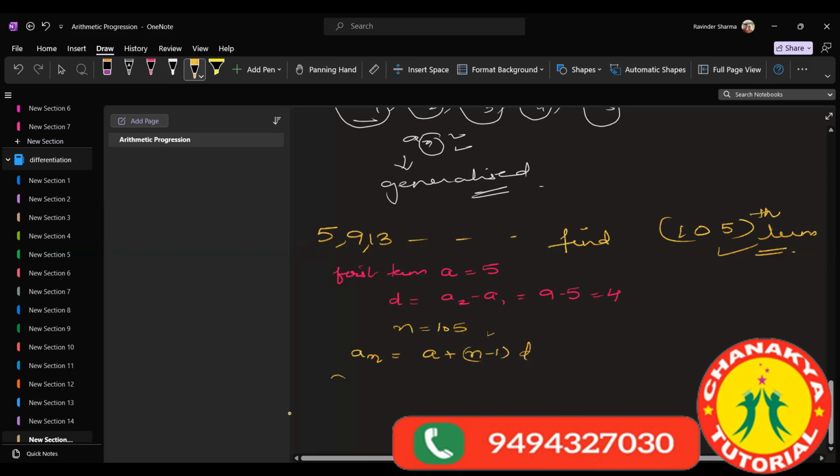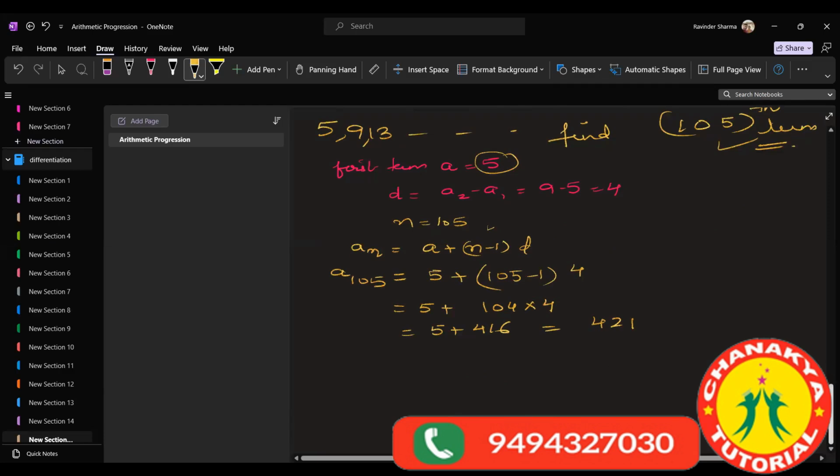Now put the values. So a105 will be equal to, value of a is 5, just write here 5 plus 105 minus 1 into d. d will be 4. Now 5 plus 104 into 4. So 5 plus 416. Then add them. So it will be 420. Now it will be more clear, beta. So this is how you will find the nth term, right?